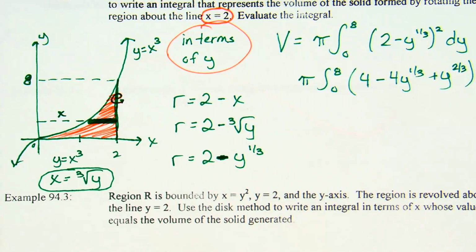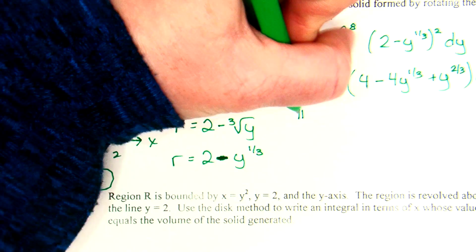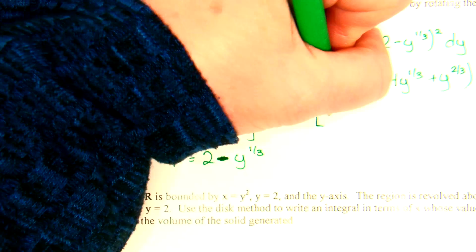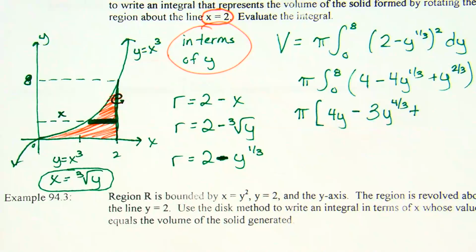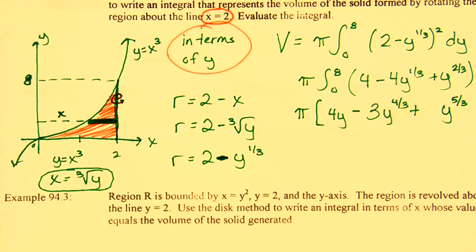Not necessarily. Pi, integral of 4y, minus, this is probably the harder part. We're integrating, so we add 1 to the power and make it y to the 4/3. Dividing by 4/3 is really multiplying by 3/4. 3/4 times the 4 that's already out there is just going to be 3. So minus 3y to the 4/3. Plus, integrating y to the 2/3. Add 1 to the power, so that becomes y to the 5/3. Dividing by 5/3 is multiplying by 3/5 y to the 5/3.